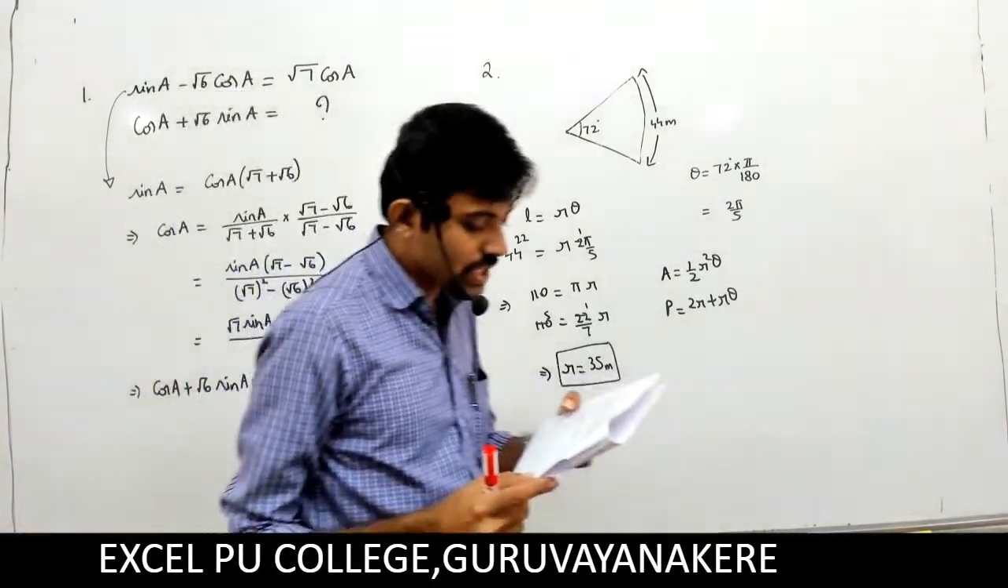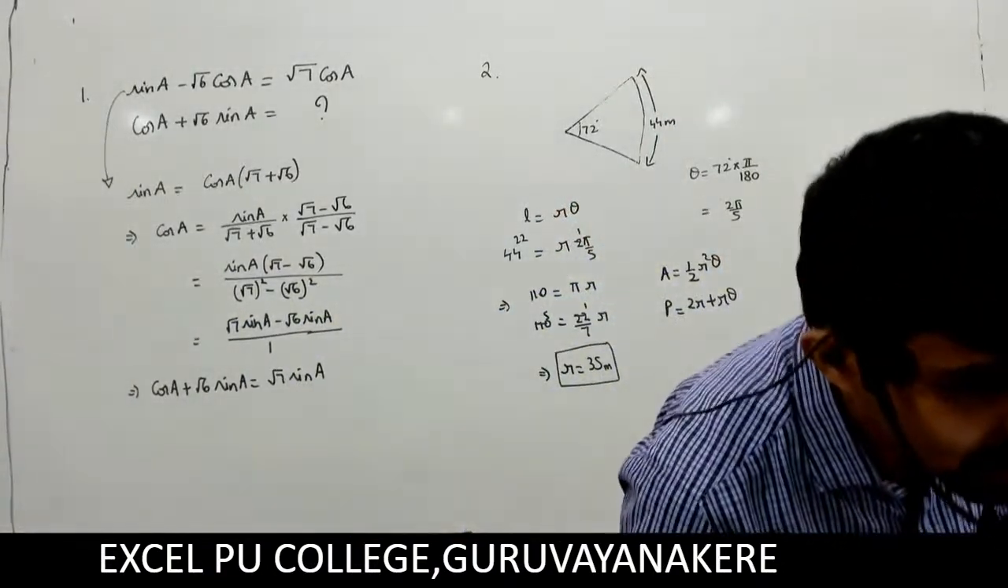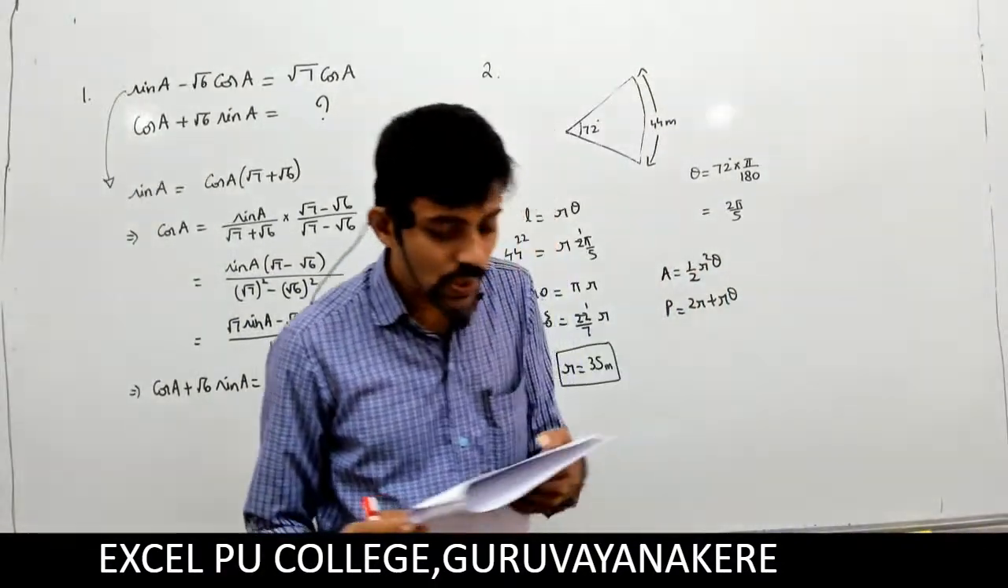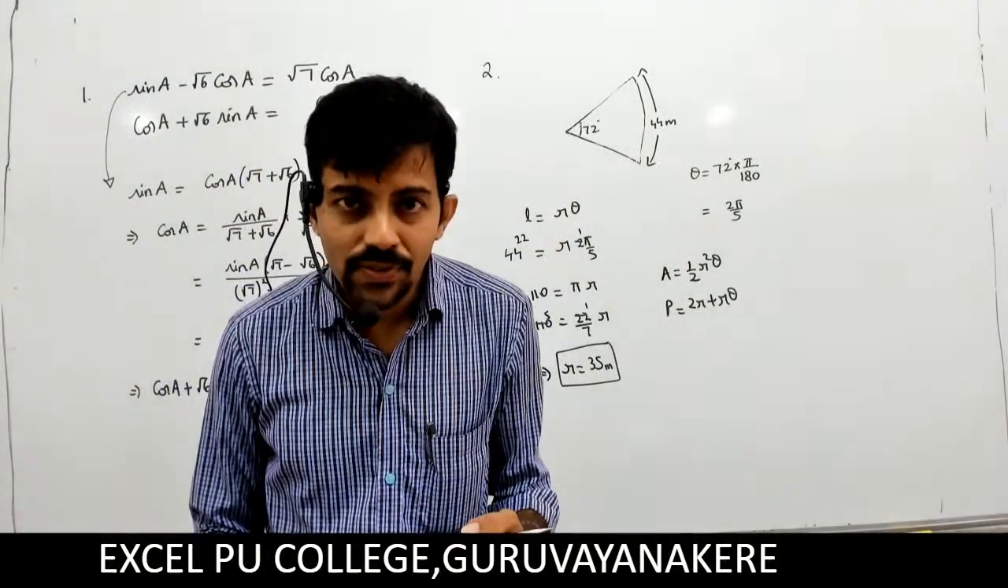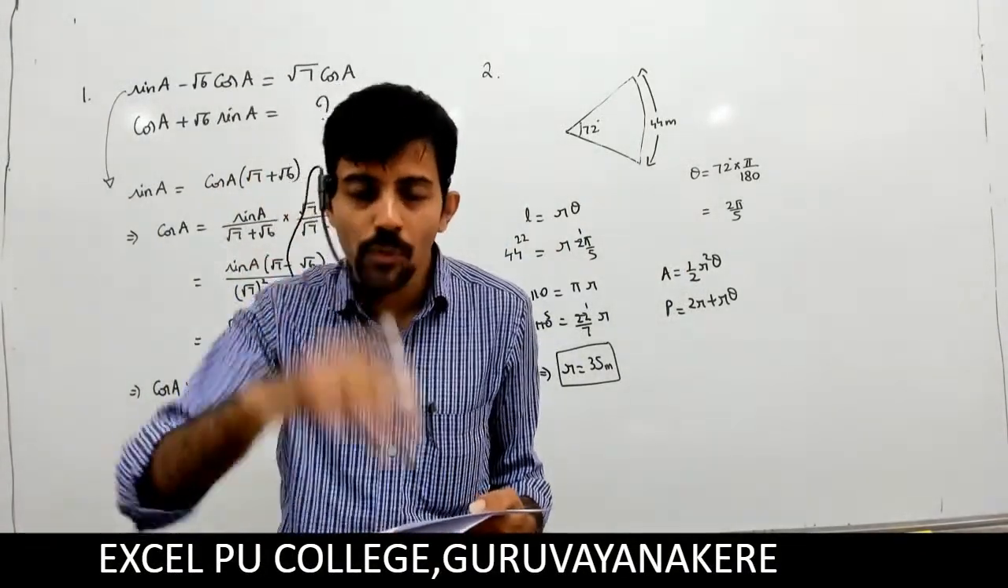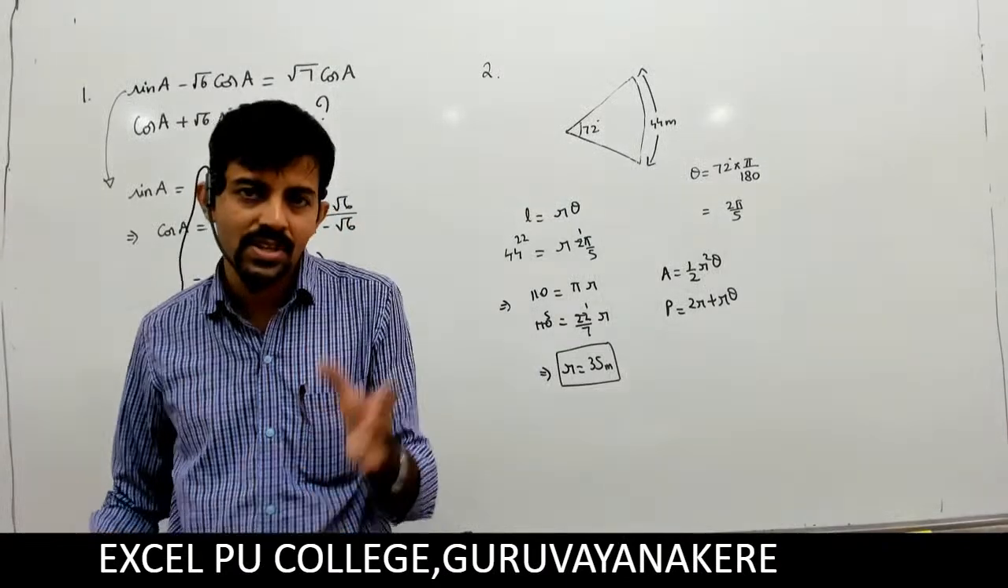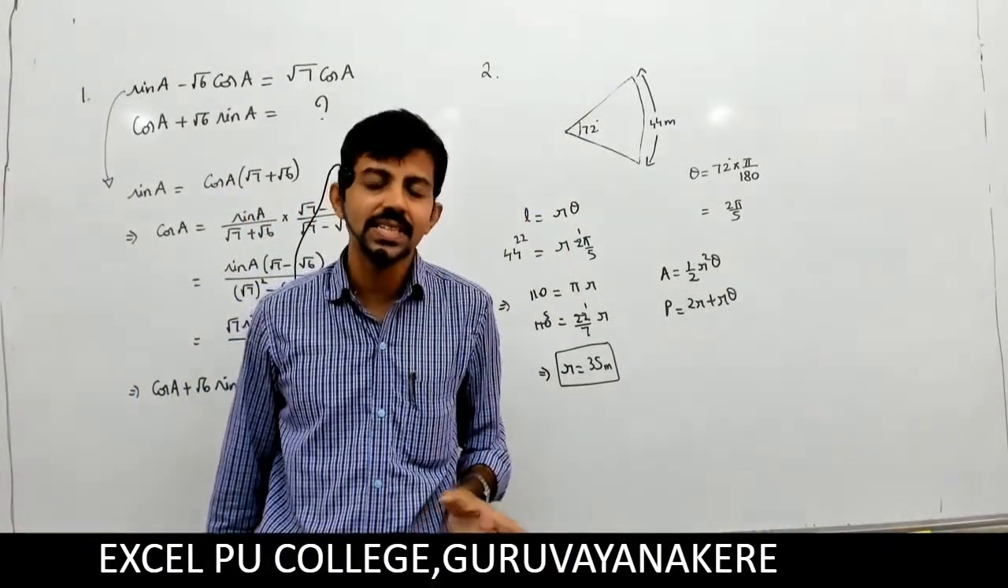Move on to the next question, the third one. Which of the following is not correct? This question is based on the range of trigonometric functions. You must know the domain and range of all trigonometric functions, the 6 trigonometric functions.